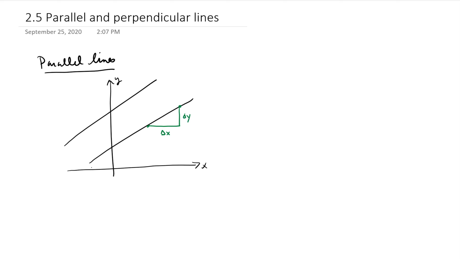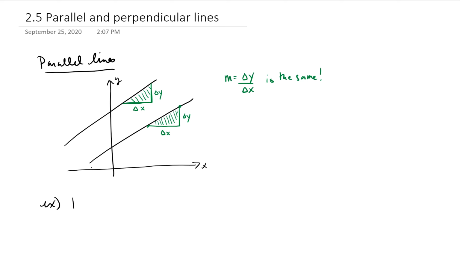If the other line is the same, I could essentially take this triangle and bring it over here and it would fit, right? Essentially I would have its hypotenuse on the line. So for parallel lines, the rise over the run is always the same. So delta y over delta x, which is the m, is the same. So that's how I can identify or characterize lines that are parallel. They have the same slope.